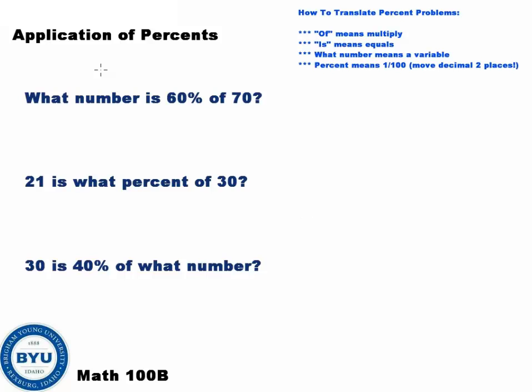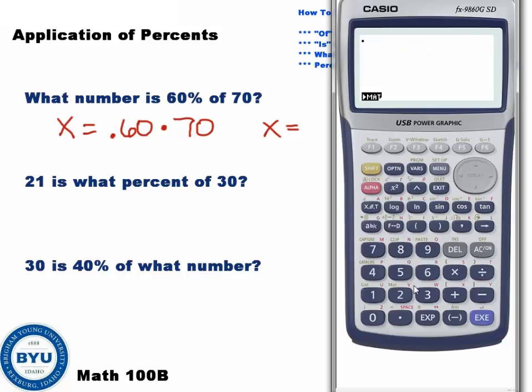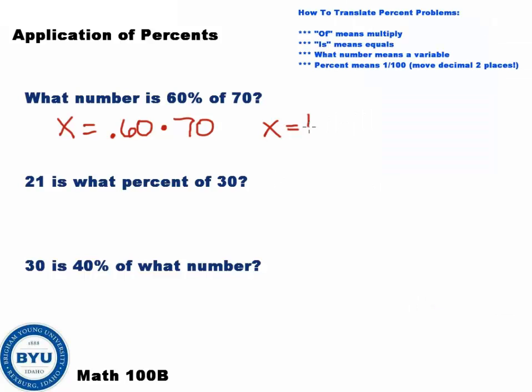Okay, so what number is 60% of 70? We need to translate this. What number means a variable. Is means an equal sign. 60% means 0.60. Of means multiply, and we have a 70 here. So in this problem, to find out what x is, all we needed to do is do 0.60 times 70. So you could use your calculator to do that. 0.60. You don't actually need to put the 0 in there, but that's fine. 0.60 times 70 equals 42. That's what you should have got for the first one.